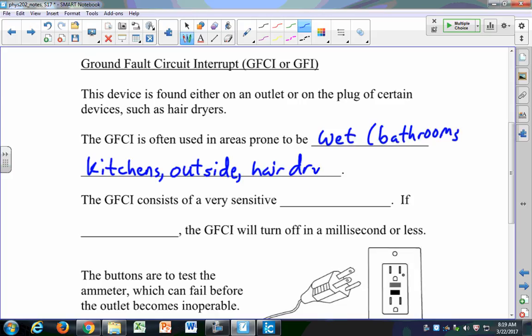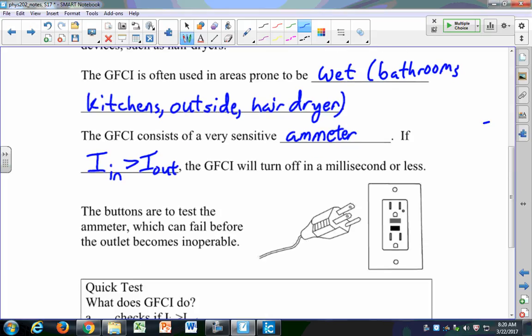And what this consists of is a very sensitive ammeter. And if ever I in exceeds I out, then it will turn off in a millisecond or less. So imagine I have a wire. This is my device. I have a wire carrying current in, that's the black wire. And then I have a wire carrying current out, that's the white wire, the neutral wire.